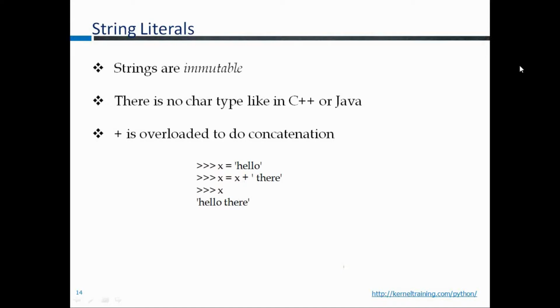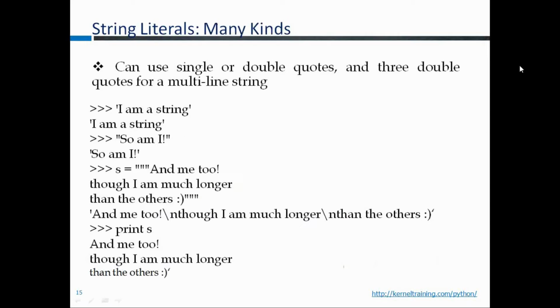And also we don't have any type like char, only the string, unlike what we have in other object-oriented programming languages. And if you want to concatenate, you can use the addition symbol to concatenate multiple strings. Here, for example, x is equal to hello, and then we say x is equal to x plus there. Here x has a value of hello, and if I say print x or simply x, it will print hello there. So this is a simple example.